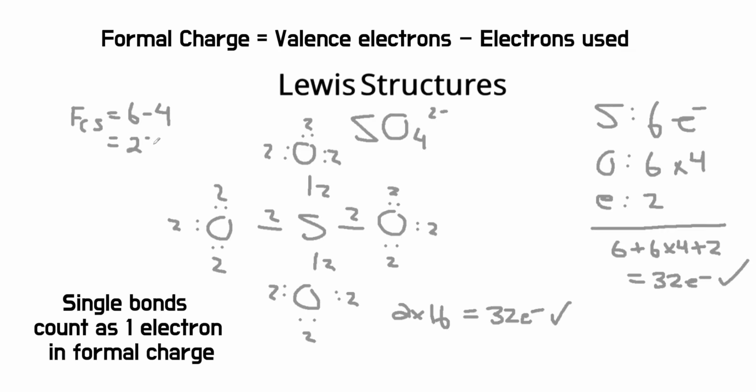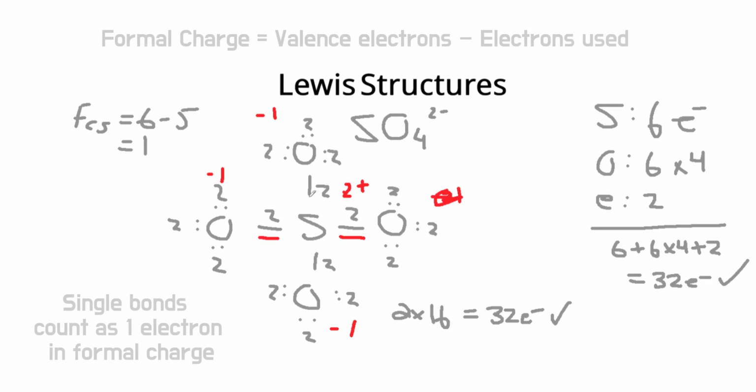Sulfur has a formal charge of +2. Each oxygen has a formal charge of -1, although the total charge is still -2. This arrangement isn't the most stable, because the formal charges are larger than necessary. To reduce the formal charges, convert 2 of the sulfur-oxygen single bonds into double bonds.